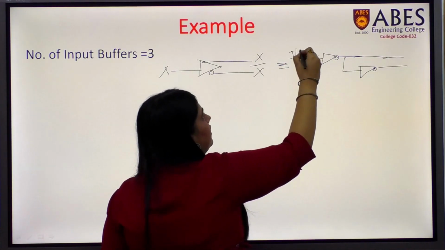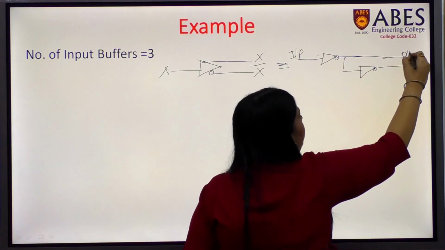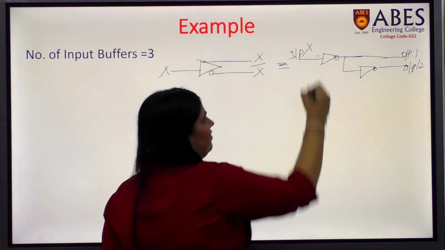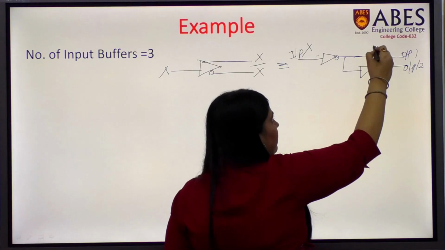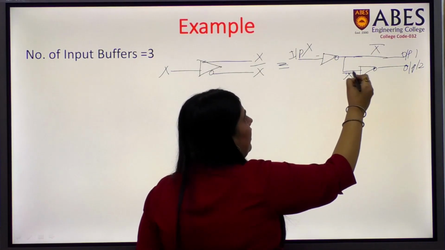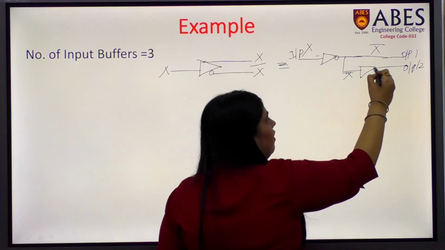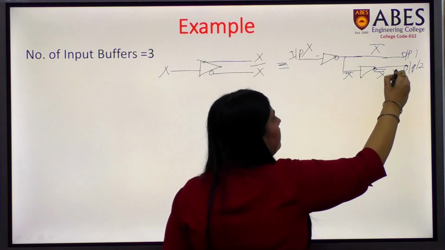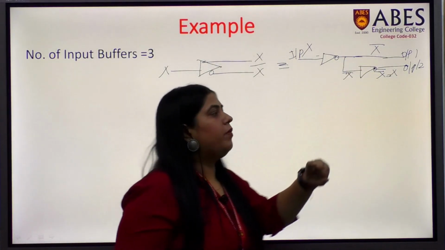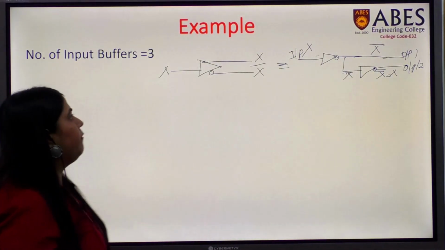This is input and this is output 1 and this is output 2. Suppose X is the input. Here we are getting X bar, and from there X bar's complement gives X. So here we are getting both variables in complemented and uncomplemented form. This is equivalent to this input buffer.